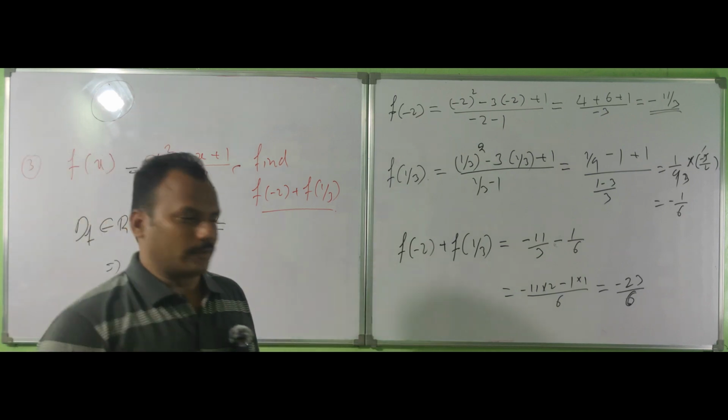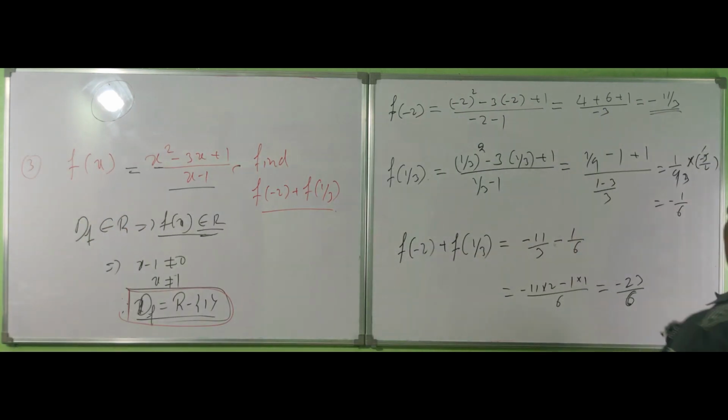Next step they given here, mixed fraction. 23 by 6 you can write, how do you write this one? 6, 23, 6 3s are 18, the remainder is 5, then I will write this as 3 into 5 by 6. It is equal to minus 3 into 5 by 6.